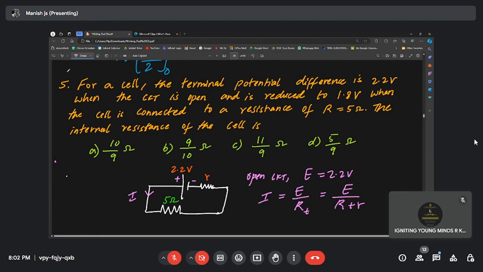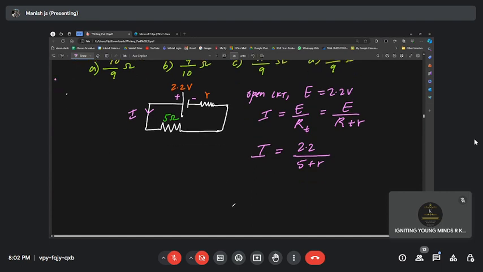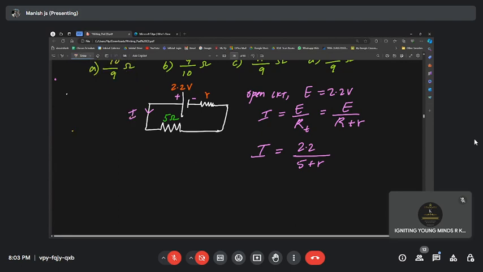Now when you substitute the value, I is equal to E, which is 2.2, the terminal potential difference, upon capital R which is 5, so 5 plus small r, which is your internal resistance. That's it. Now, what is the potential difference across the cell? So how can we approach this question? Can we use KVL, Kirchhoff's voltage law, to find this?